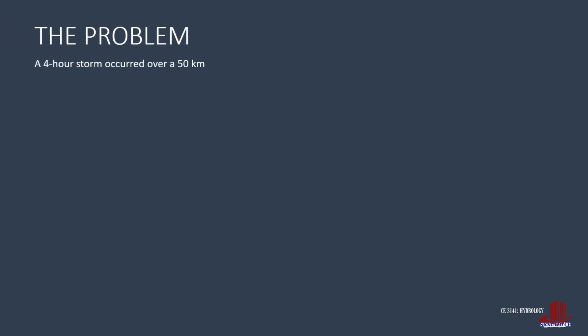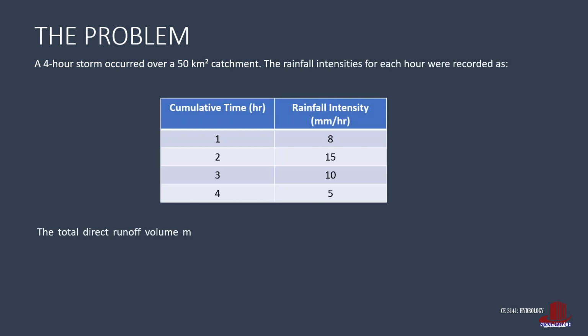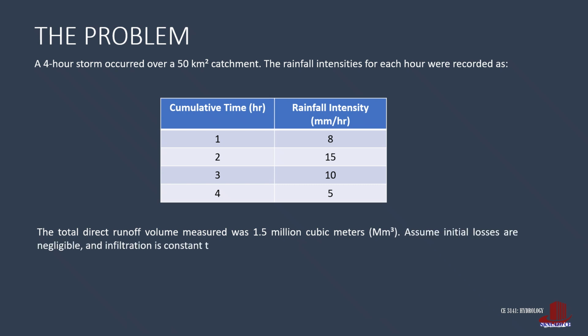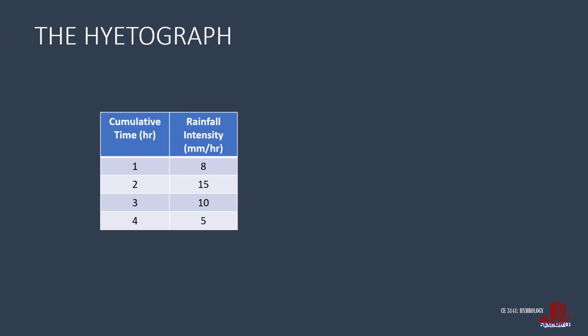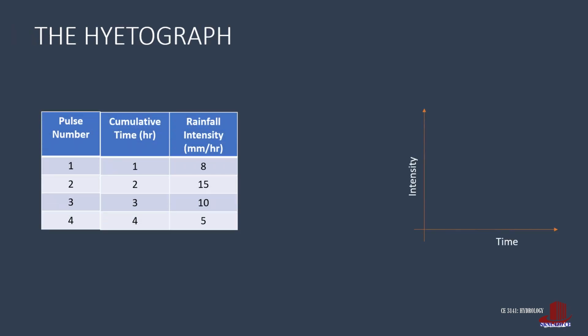The second example includes a record of a 4-hour storm over a 50 square kilometer catchment. With a total direct runoff volume of 1.5 million cubic meters, determine the phi index assuming other losses are negligible. The first thing to do is to place pulse numbers to each entry of the record, then illustrate the hyetograph. A hyetograph reflects time versus storm intensity. These are exactly the parameters provided.